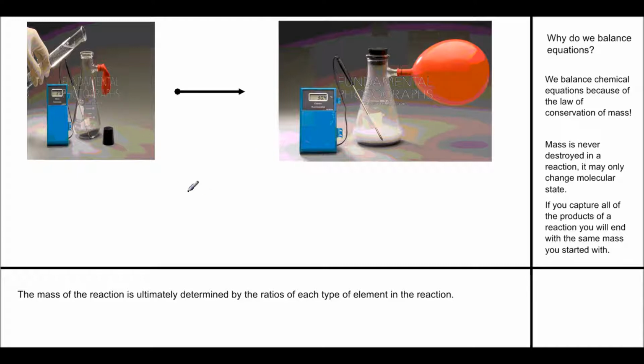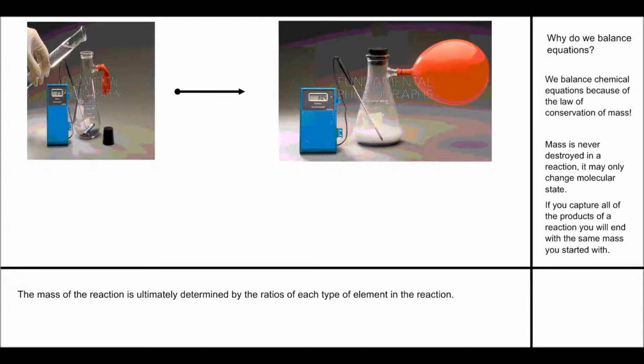And part of the difficulty with collecting all the products is that sometimes those products come in gas form. So when we did the experiment where we put the balloon on top of the Erlenmeyer flask and collected the carbon dioxide that was coming off, if we hadn't put the balloon there, we would have lost that carbon dioxide and it would have looked like we had lost mass in the experiment, when in actual fact, we just didn't collect all the products. So reactions do not lose mass.